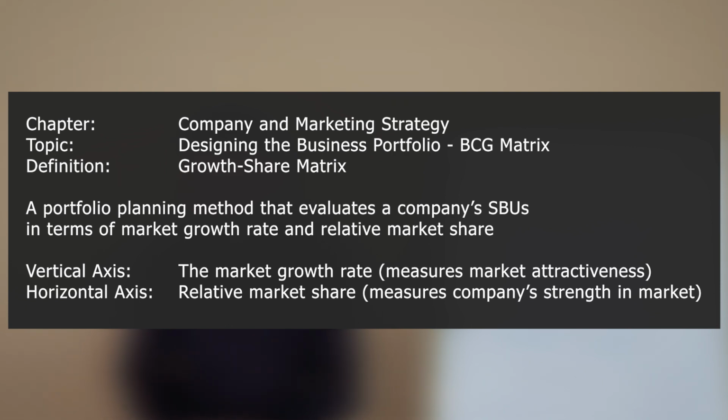The Growth-Share matrix is a portfolio planning method that evaluates a company's SBUs in terms of market growth rate and relative market share. So it has two axes. The vertical axis is the market growth rate that provides a measure of market attractiveness. The horizontal axis is a relative market share that is a way to measure a company's strength in the market.